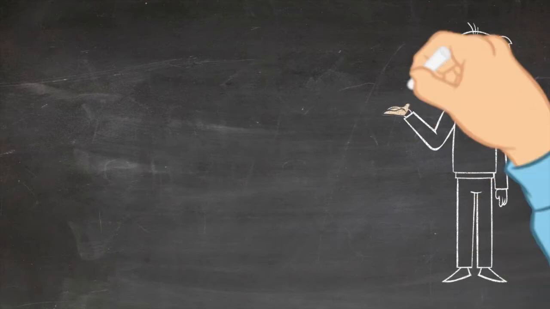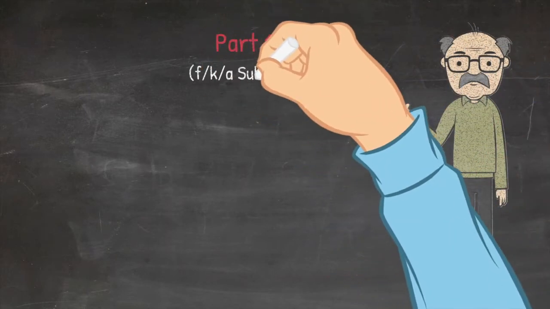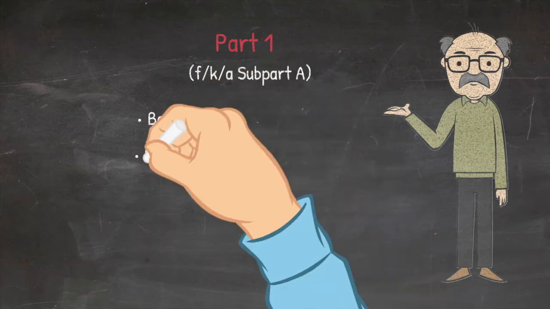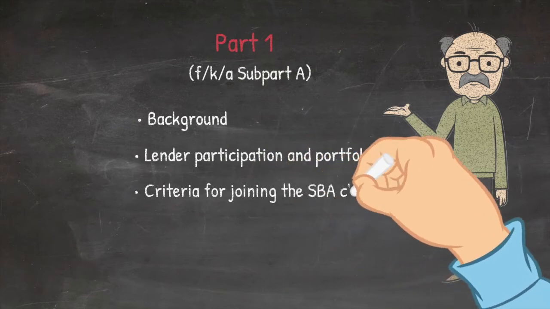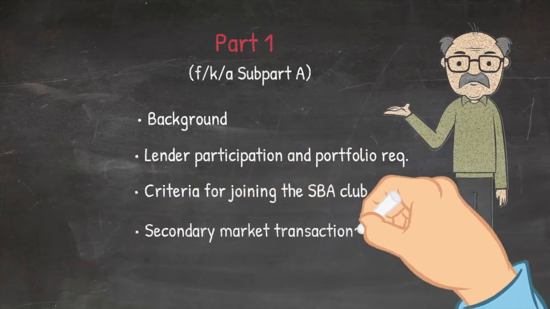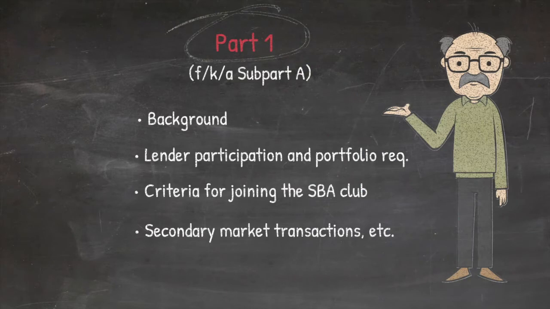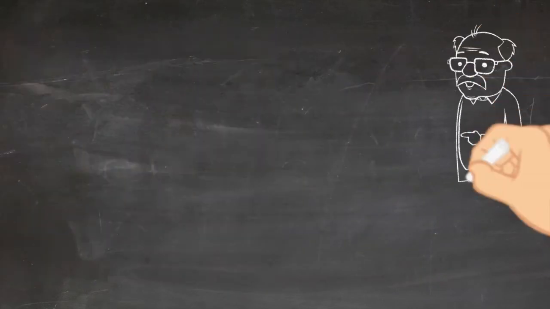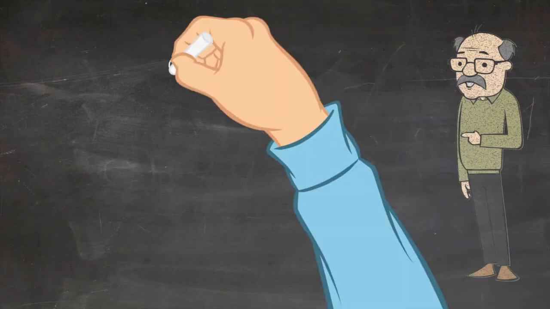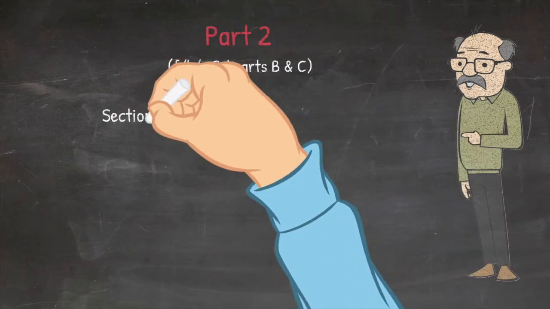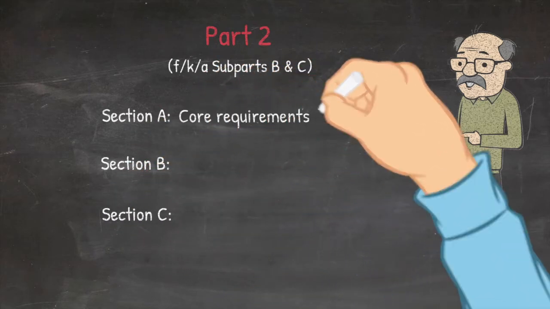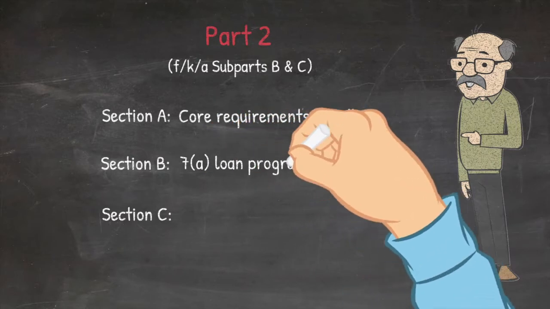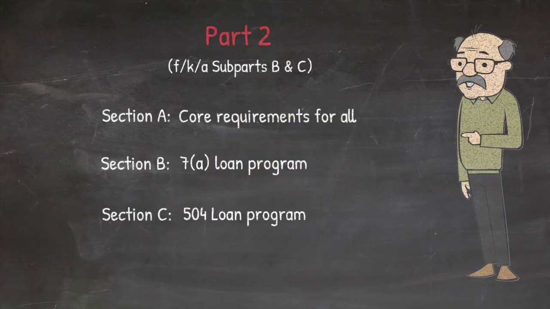Formerly known as Subpart A is now called Part 1, which is basically the background, lender participation, and portfolio requirements, criteria for being an SBA lender, secondary market transactions, and securitizations. Part 2, which was formerly Subparts B and C, is divided into 3 sections creatively called Sections A, B, and C. A covers core requirements for all 7A loans and 504 loans. B covers 7A loan programs in more detail, and C covers 504 loan program specifics. Pretty straightforward so far, right?